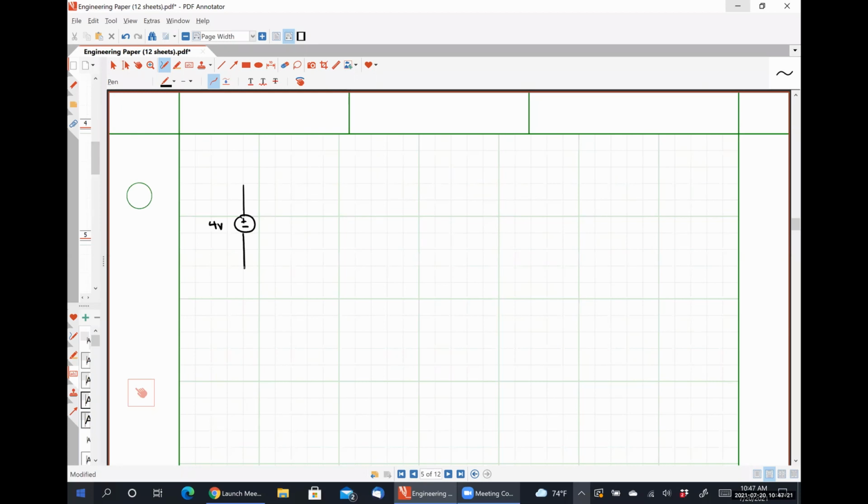All right. So I have a 4-volt source, a 2 kilo ohm resistor, a 150 microfarad capacitor, a 1 kilo ohm resistor. Let's make this guy a 4 kilo ohm resistor. And then I have my switch.